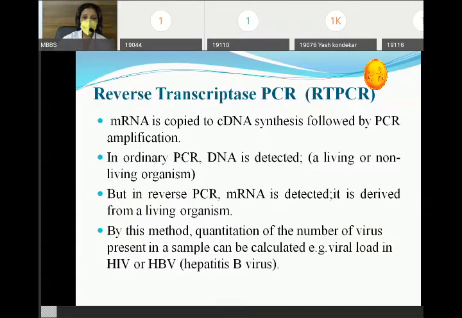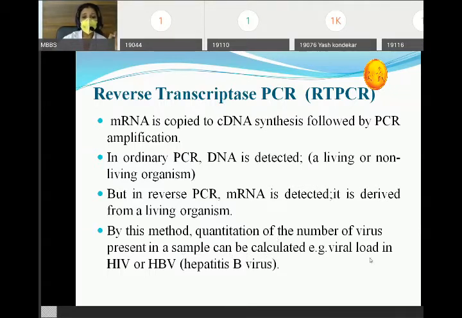In routine PCR, we have seen that DNA is tested. This DNA can be from a living or non-living thing. But in RT-PCR, mRNA is detected, and this mRNA must be from a living organism. COVID-19 is an RNA virus, so that virus can be tested with this RT-PCR technique. By this technique, the quantitation of the number of viruses present in the sample can be calculated.